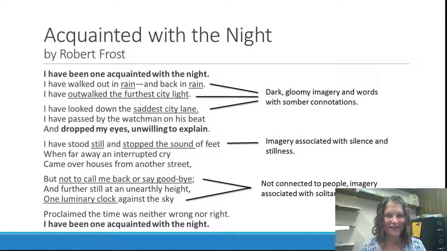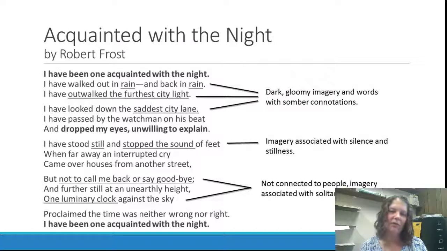So in the first stanza, I notice a repetition of rain, which has dark and gloomy connotations. I notice that he's out walking the further city light, which means that he's walking into darkness, which seems important and reinforces the darkness of the rain and the darkness of the night. And then in the first line of the second stanza, he also talks about that city lane, that street being sad, which seems to me to reinforce that darkness and gloominess and that somber tone of the poem.